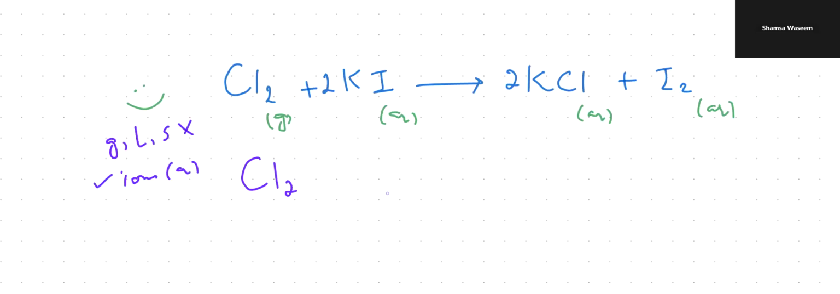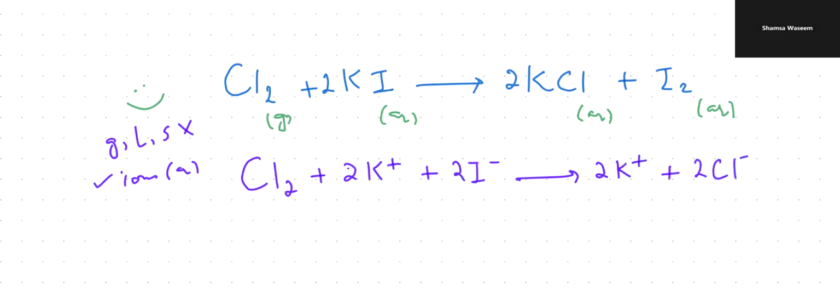Let's see. Here I have to dissociate into ions because it is in aqueous state, so this will give us two potassium ions and two iodide ions. Now, potassium chloride is in aqueous state, so it's going to give us two potassium ions and two chloride ions. I hope it makes sense. Now, I am not going to break down this substance into ions, it's going to be diatomic. I'll write this as it is.